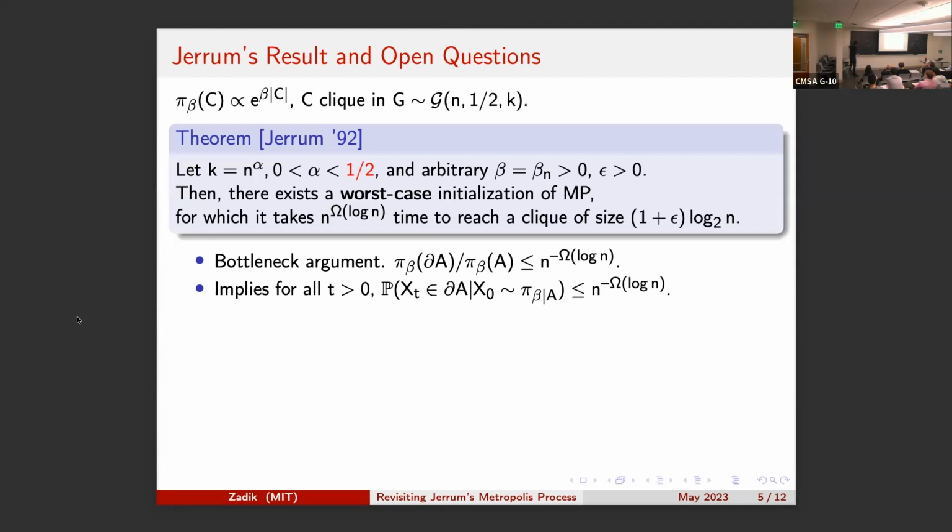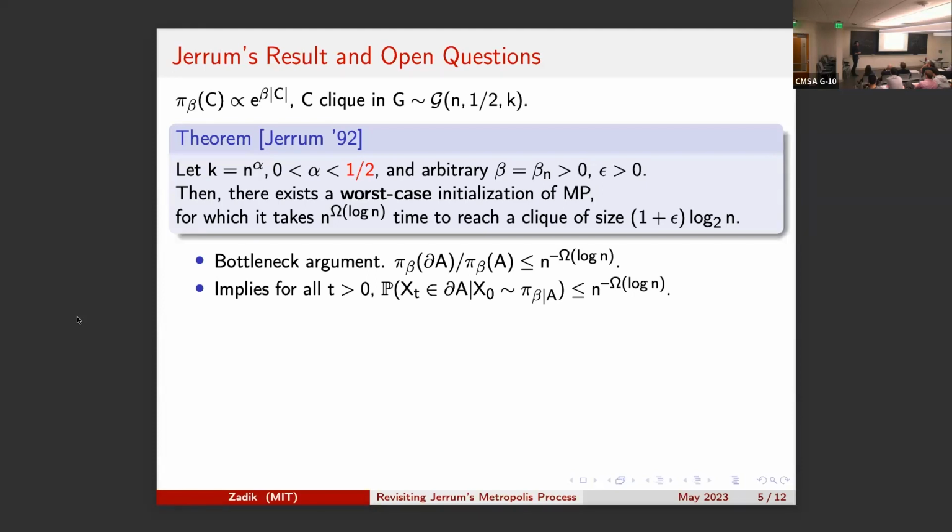If you prove this thing, then immediately you can conclude that with a very specific initialization, if you initialize x0 from here, not arbitrarily but from the stationary mass conditioned on being in A, then the probability at any fixed time t to be in the boundary is essentially equal to this. So it's also quasi-polynomially small.